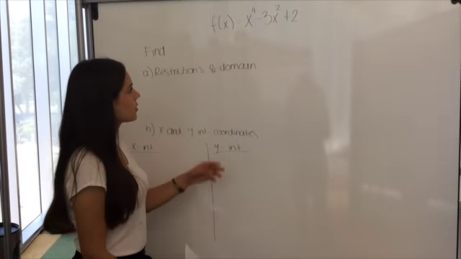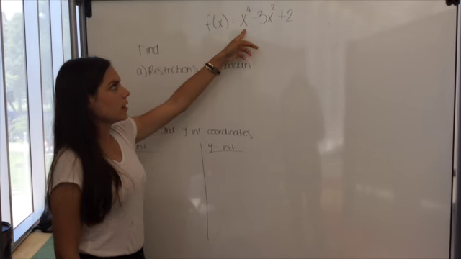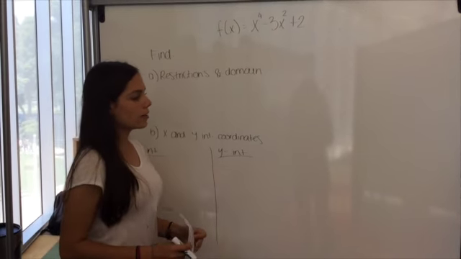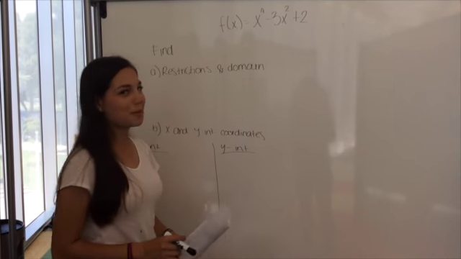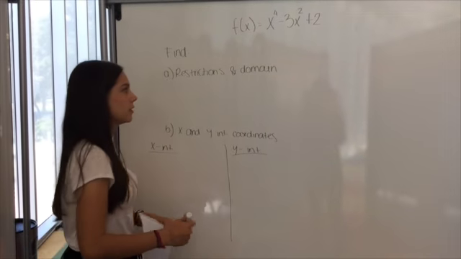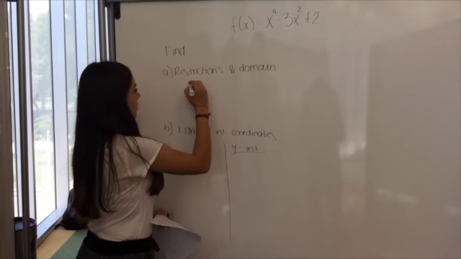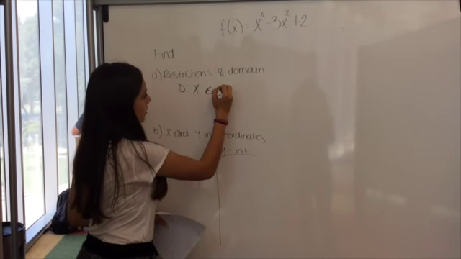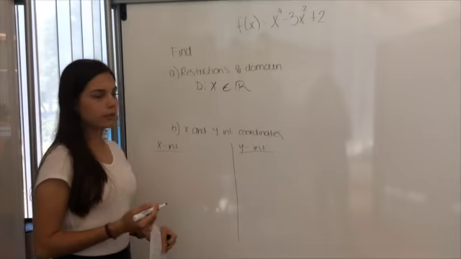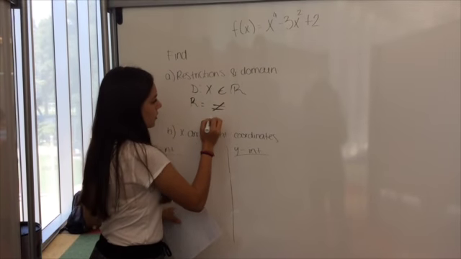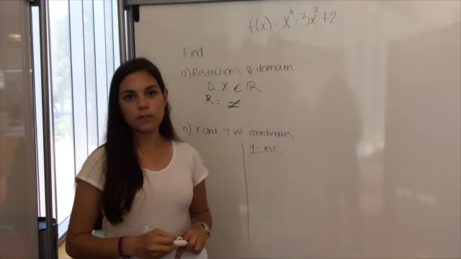So we have this function that is f of x is x to the fourth power minus 3x to the second power plus 2, and we need to find the restrictions and the domain. The domain is x belongs to all real numbers because it's a polynomial function, and there are no restrictions.